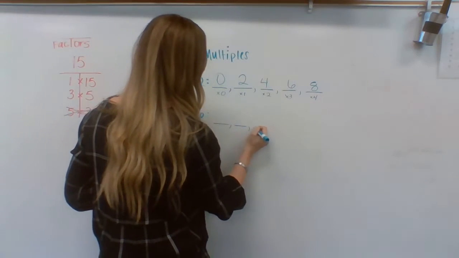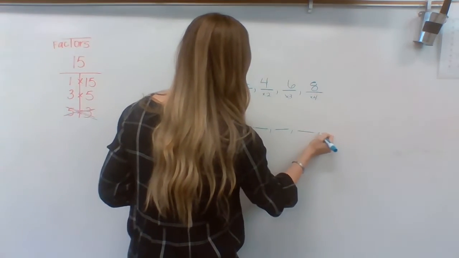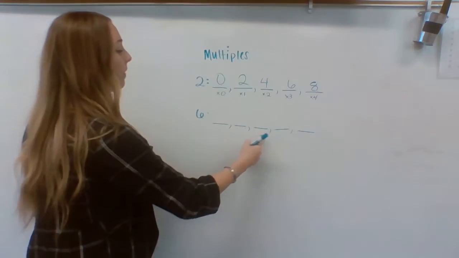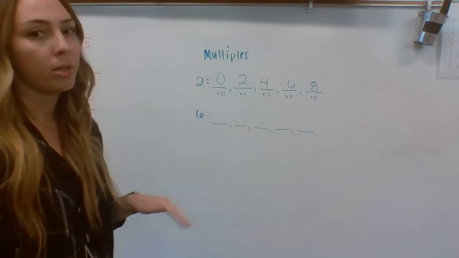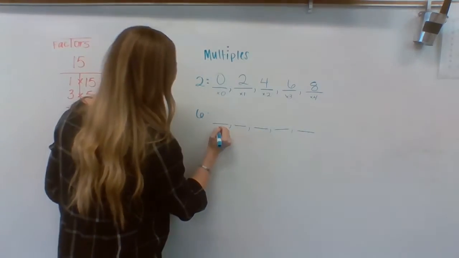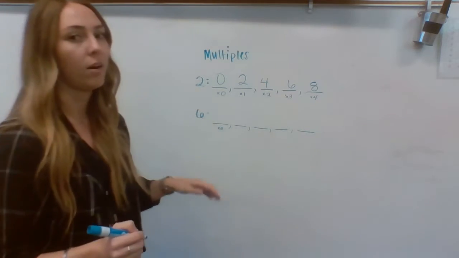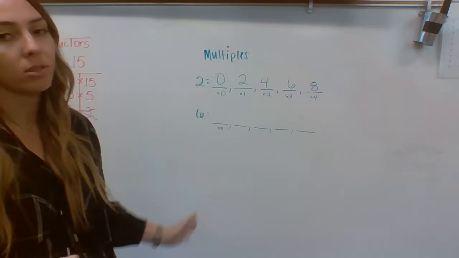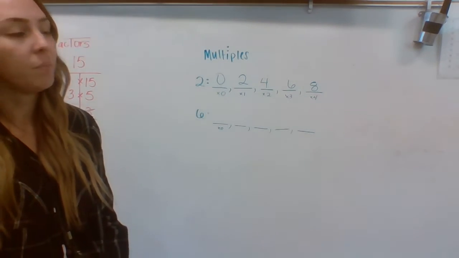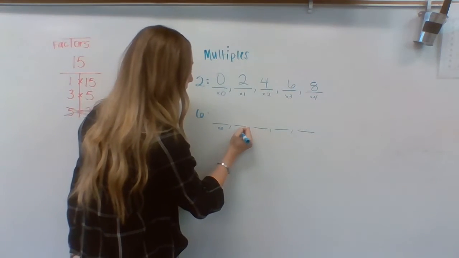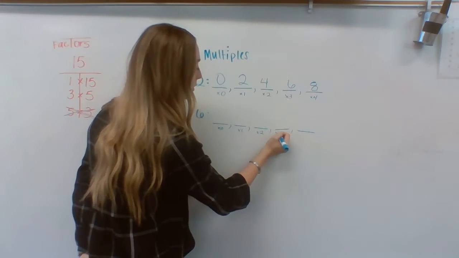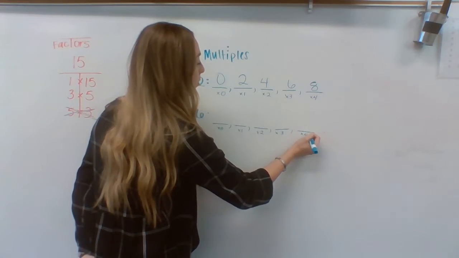So I'm going to ask for the first 5 multiples of 6. So I'm going to make sure I have 5 lines here. Remember, don't forget times 0. That one's always left out. Every single multiple list that you start with is going to have a 0. Then times 1, times 2, times 3, times 4.